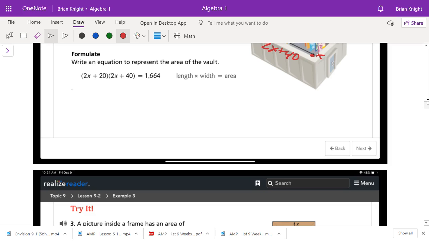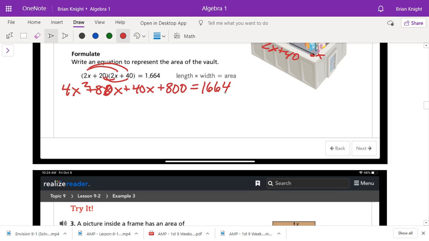I'm going to multiply it out. So that would be what? 4x squared plus 80x. Oops. 80x plus 40x plus, not 80, 800. 800. No x. And then you just subtract that and then.